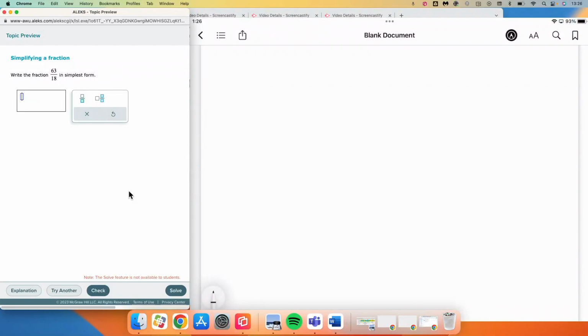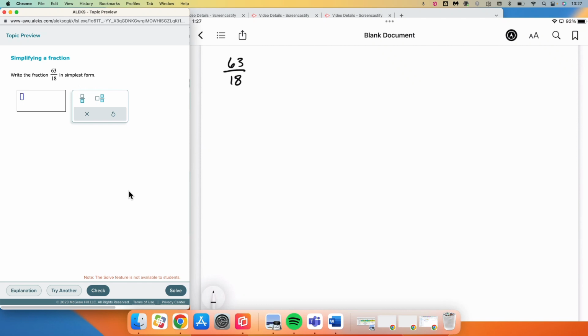So if you watched the last segment, simplifying those fractions was pretty easy. This is a bit nastier. We were asked to write this in simplest form. And the numbers you'll notice are quite a bit bigger than the last section. So we have 63 over 18, and we've got to try to think of a number that goes into both 63 and 18.